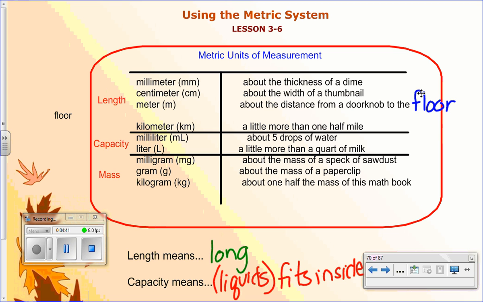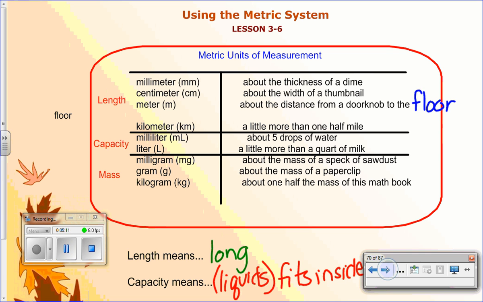You could think of an eyelash if you want to think of it that way. If you don't know what sawdust is, if you had 1 eyelash in your palm, that's about the weight of a milligram. Then we have a gram, which is about the mass of a paper clip. So still pretty light, but it's definitely more than a milligram. And then a kilogram is about half the mass of your math book. So if you have your math book at home or even your civics or your language book, about half that mass.